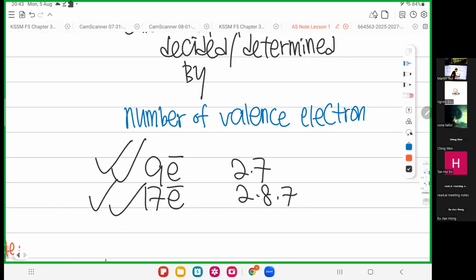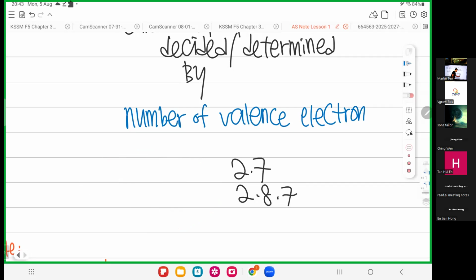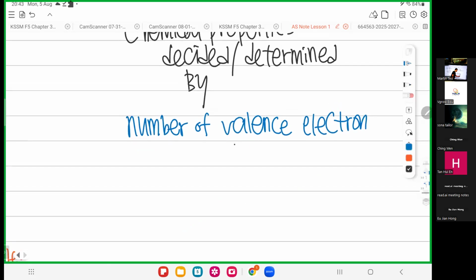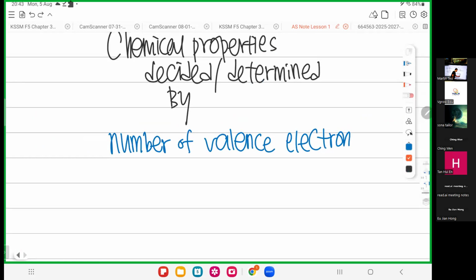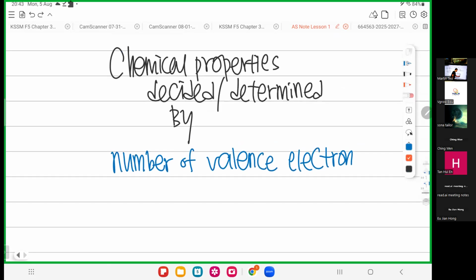So remember, chemical properties are not decided by the total number of electrons. They are decided by how many valence electrons you have, and you must write number of valence electrons. Some students are extremely careless. When the question asks, chemical properties are decided by what, they just write these two words, valence electron. Wrong. It's number of valence electrons. A small detail can decide whether you are right or wrong. Understand? You must write number of valence electrons.